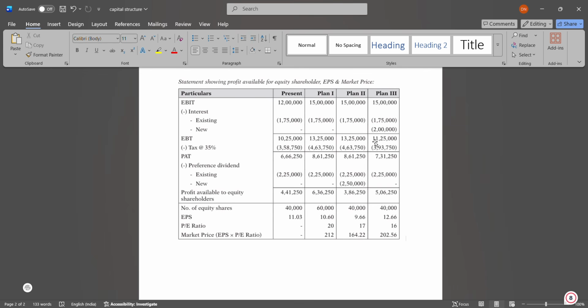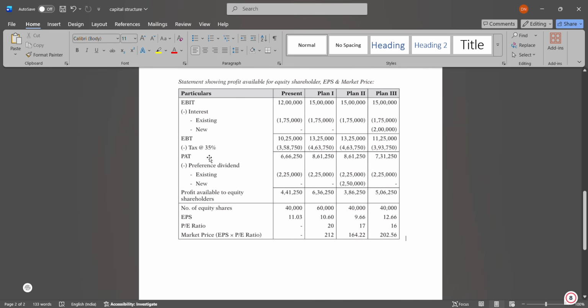So why fourth case am I saying? We have actually taken the present situation also into consideration. Now, tax is 35%. So calculate 35% of the existing earning before tax amount. So if you see 10 lakh 25,000 into 0.35, you get 3 lakh 58,750. In the same manner, calculate 13 lakh 25,000 into 0.35, 13 lakh 25,000 into 0.35, and 11 lakh 25,000 into 0.35. So bracket figures show subtraction amounts.